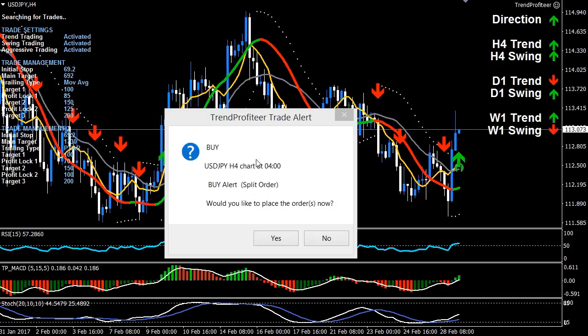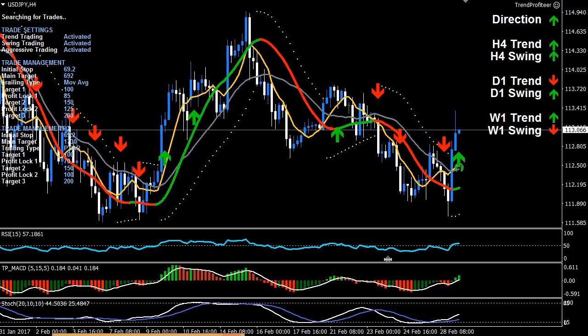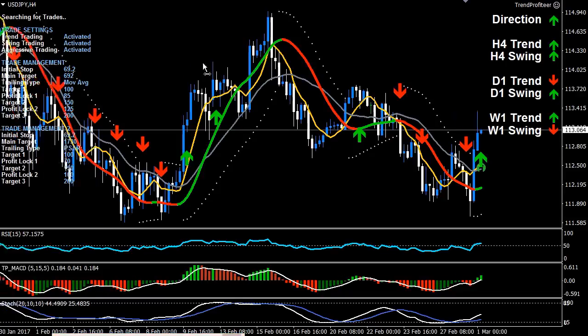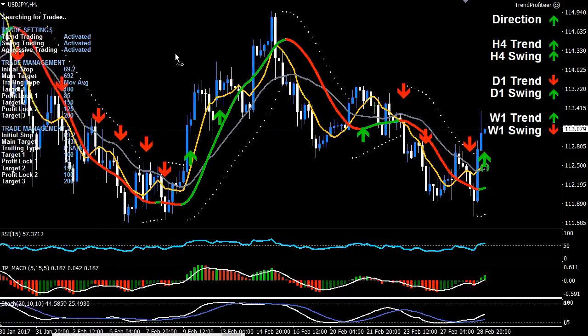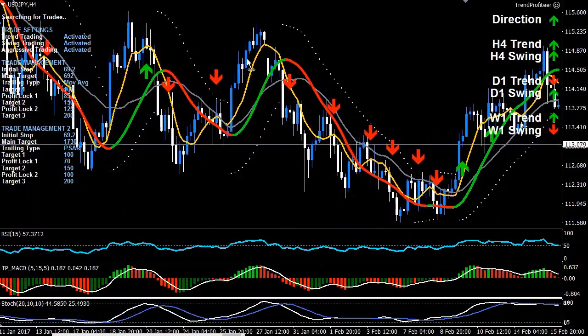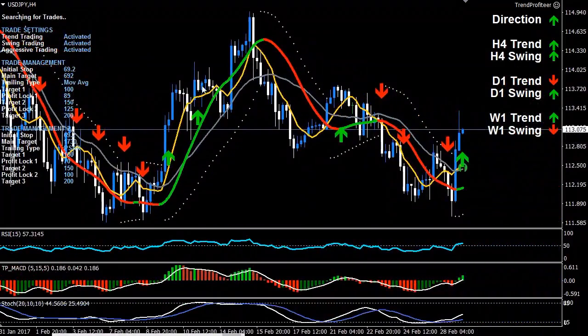It's on a buy on the dollar-yen 4-hour time frame. You can see that overall direction is up. 4 out of the 6 high time frames are pointing up. Just looking back, you can see that we've had some nice moves to the downside as well as to the upside. Now we're looking like we've got a good trend trade in play.